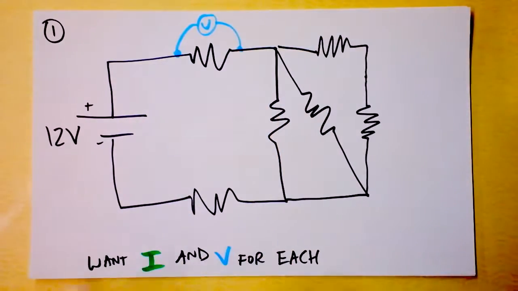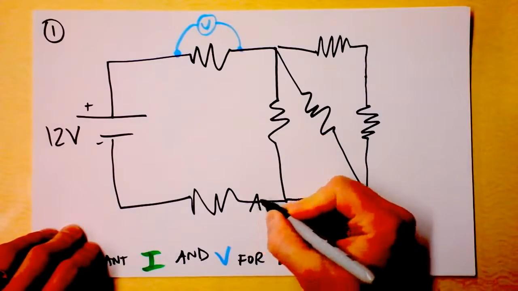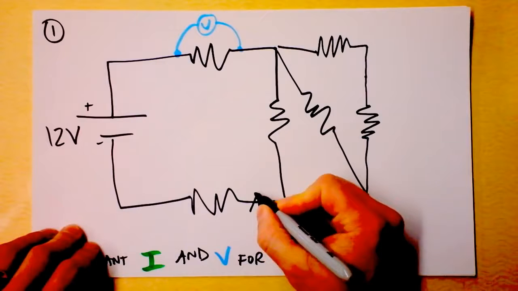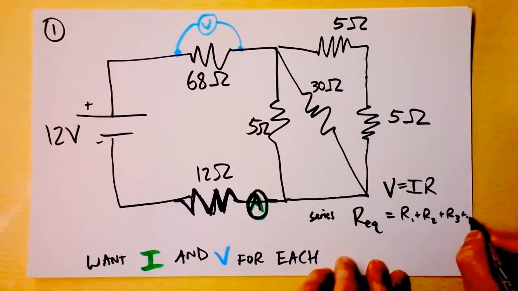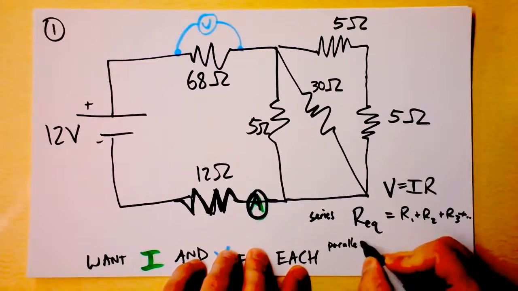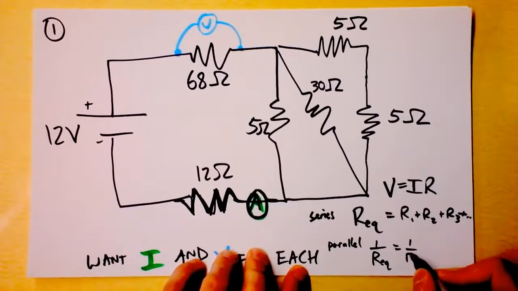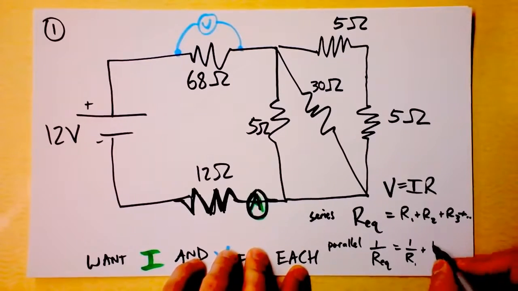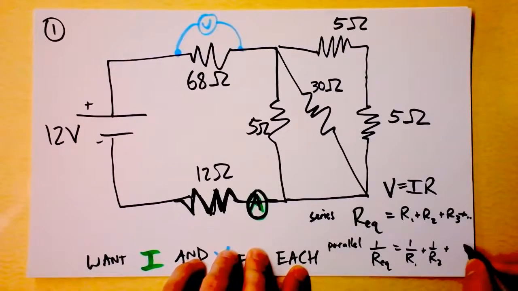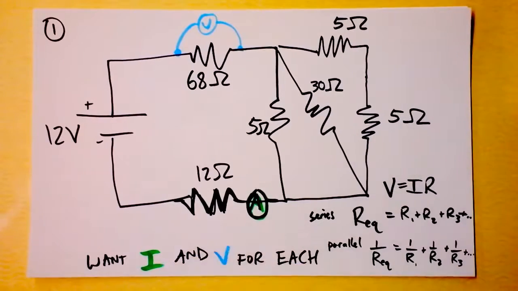An ammeter is the opposite sort of thing. For series, the equivalent resistance is R1 plus R2 plus R3, etc. And for parallel, I know that 1 over the equivalent resistance is the sum of the inverses of the individual resistances. And we will play with those so that you get a feel for how this pattern works.